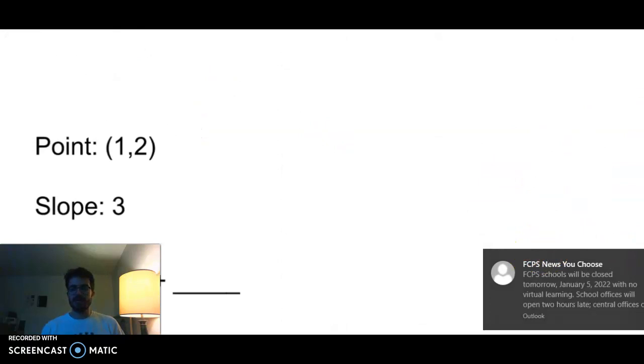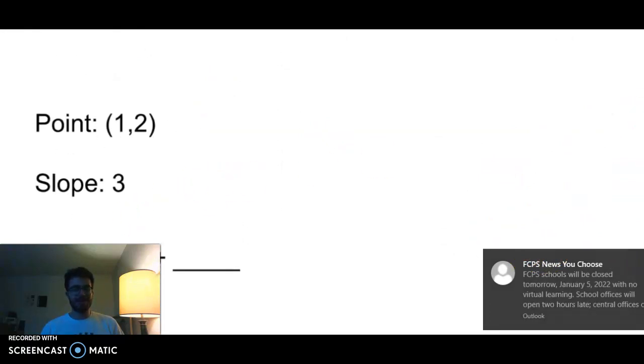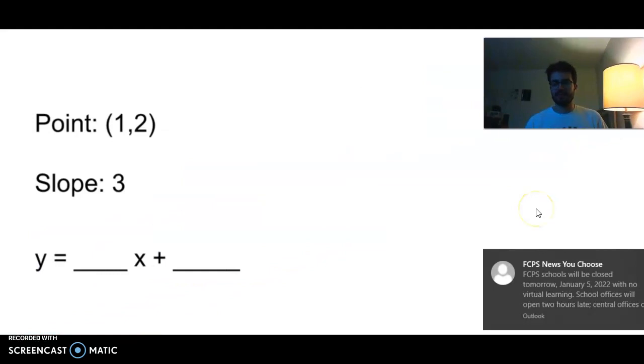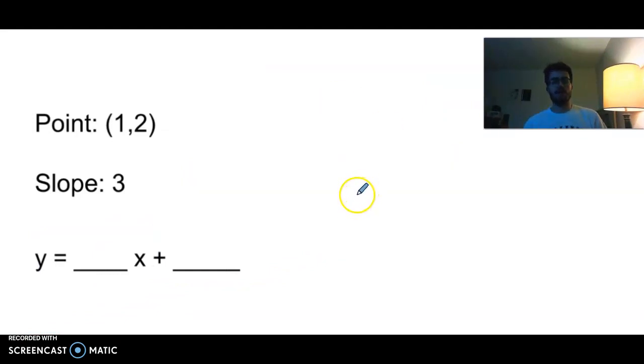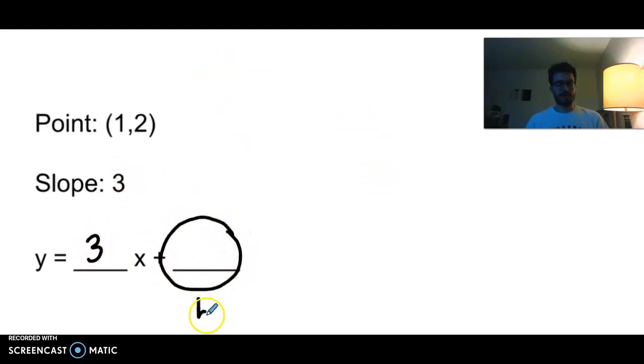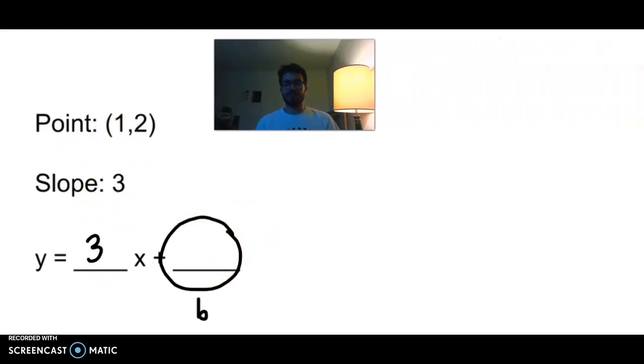Okay. This time I have one where I'm not giving you the graph, but I'm still giving you the point and the slope. So we know the slope is 3, so I can put that right here. The only thing that's missing is the y-intercept, so our b. Well, we're given a point, and we're just looking for a b. So we know y equals 3x plus b.